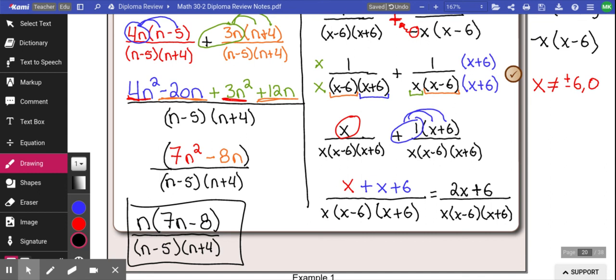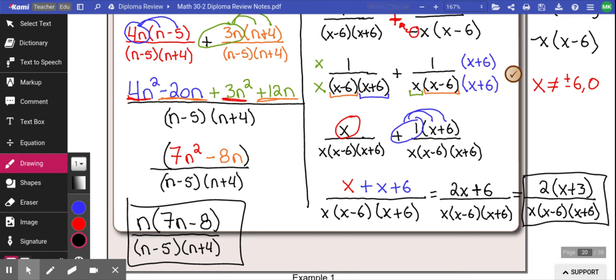I'm done when I can't factor and I can't simplify. Looking at that top, I could factor that. I could take a 2 out, making it 2x plus 3. The denominator cannot change, nor would we want it to change. And that is my simplified rational expression.